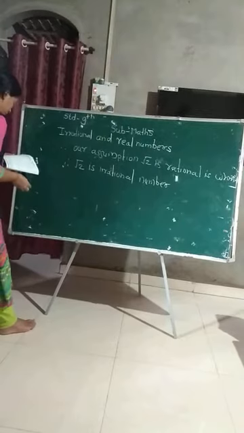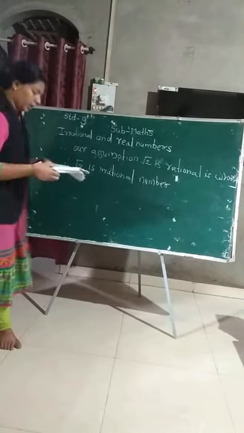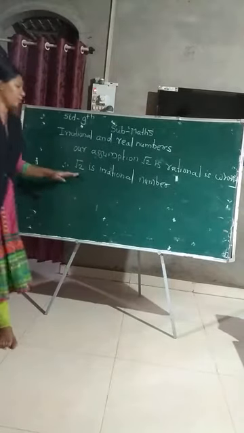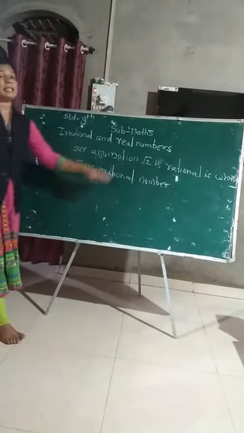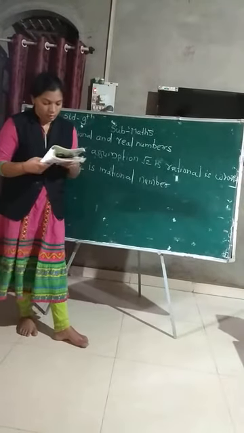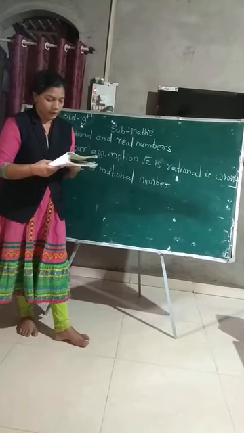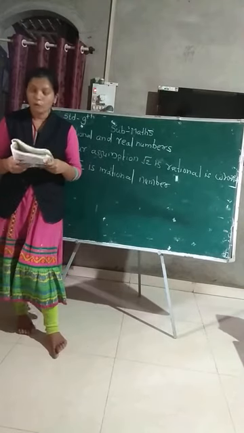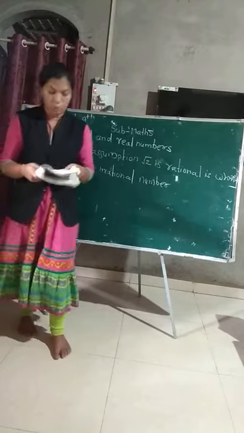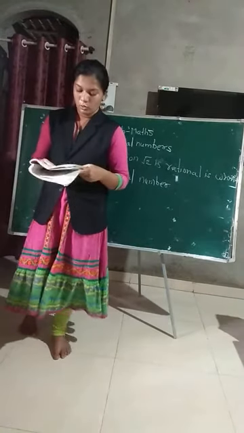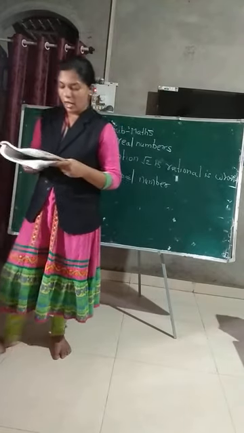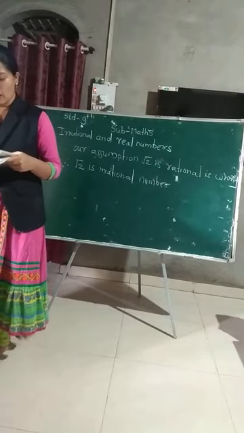Hence we proved that root 2 is an irrational number. Similarly, one can prove that root 3 and root 5 are irrational numbers. Root 2, root 3, root 5 can be shown on a number line. The numbers which are represented by points on a number line are real numbers.